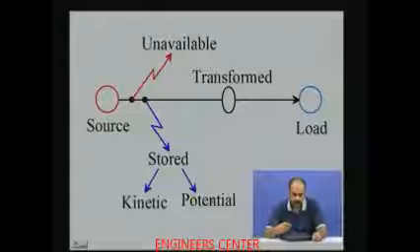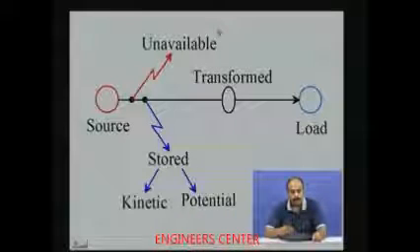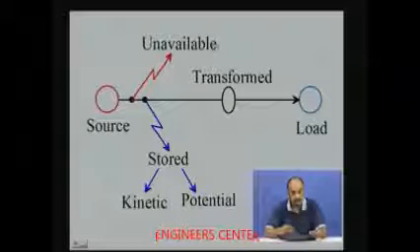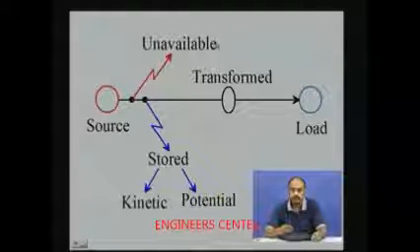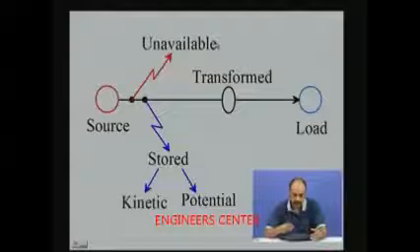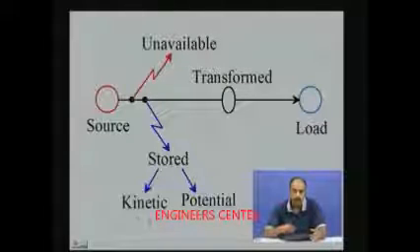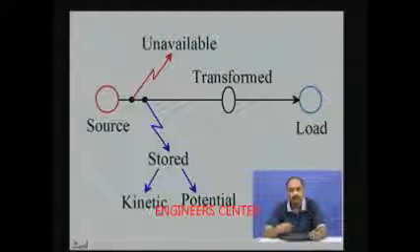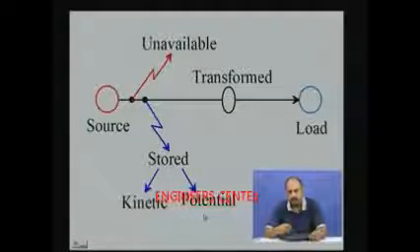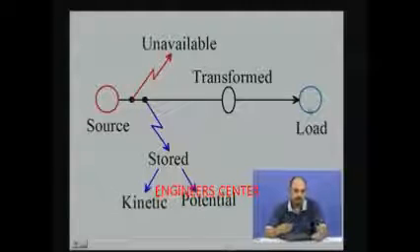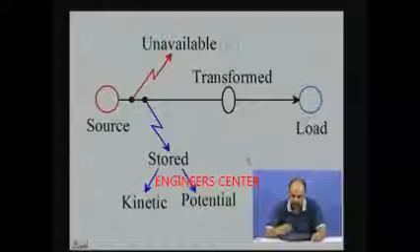So, here we see that the energy that gets lost, that becomes unavailable to the load, remains lost, but the energy that gets stored in either the kinetic form or the potential form can later be recovered and sent either to the load or back to the source. One of these things can happen, as you will see by and by in future circuits.